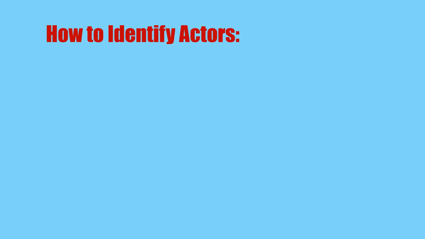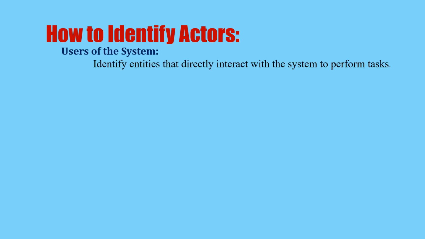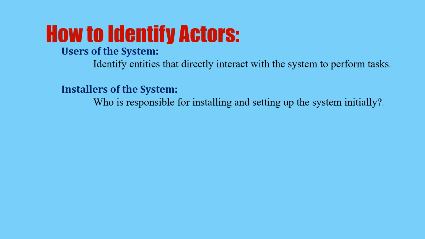How to identify actors? Users of the system: identify individuals or entities that directly interact with the system to perform tasks or access its functionalities. For example, in a banking system, users may include customers, tellers, and managers. Installer of the system: determine who is responsible for installing and setting up the system initially. For example, an IT administrator or technician may be the installer of the software application.